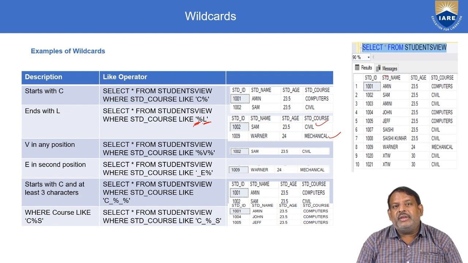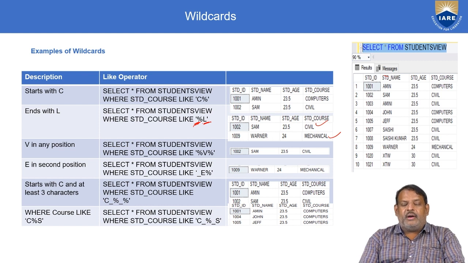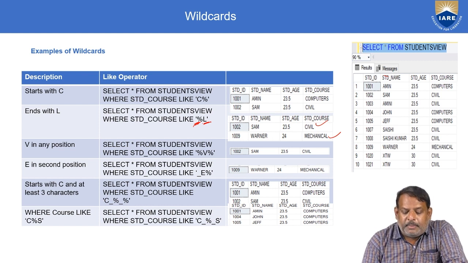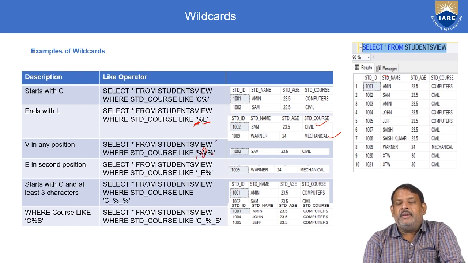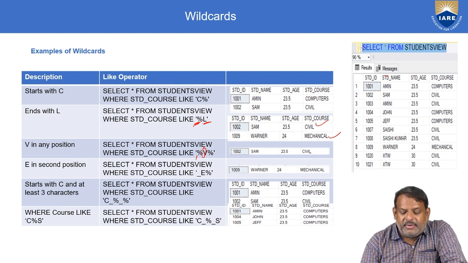If you want to check the alphabet V in any position, use percentage, and percentage between V. This means V can be at any position. So you'll get civil here. You will not get computer science nor mechanical because there is no letter V in those words.